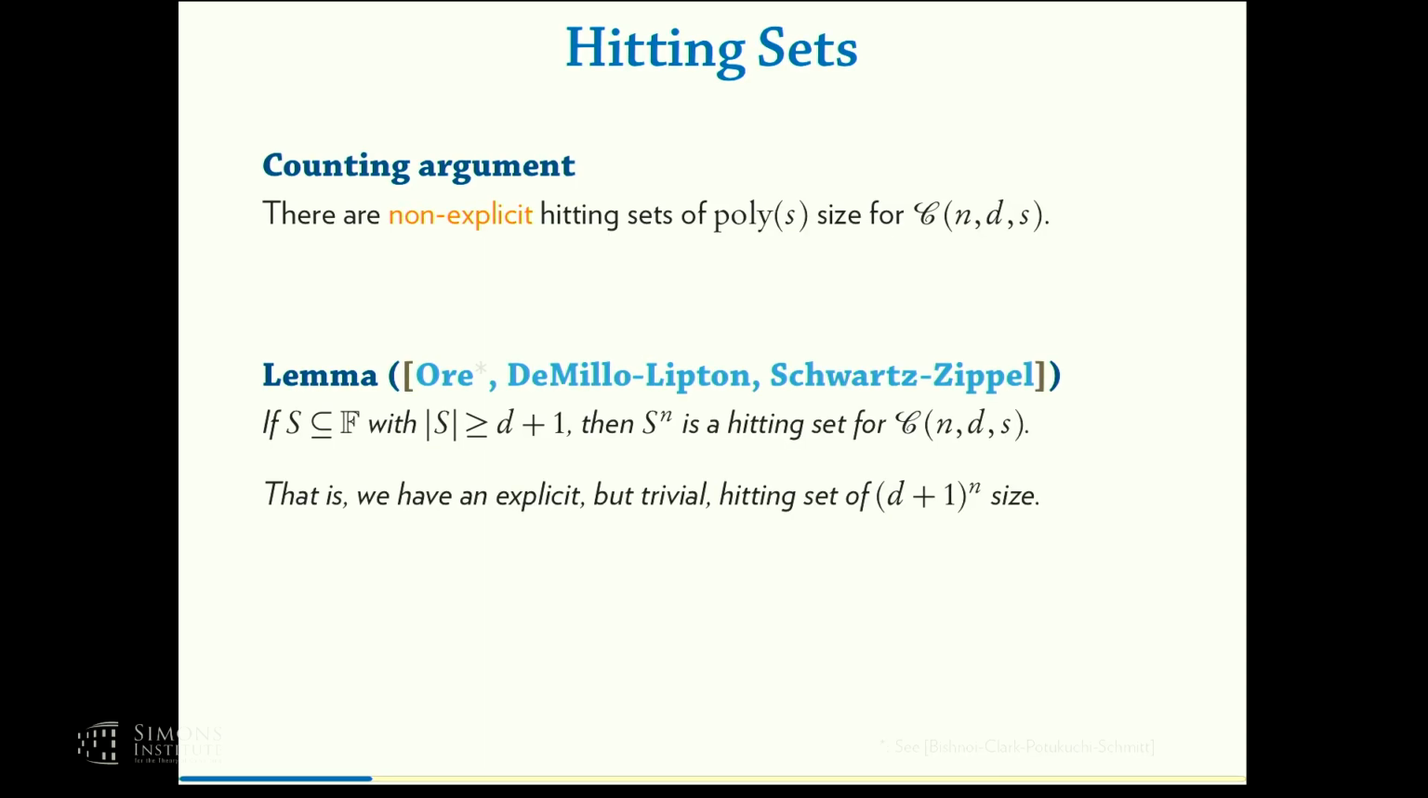And there is a trivial hitting set, but this is bad. It follows from the Ore-DeMillo-Lipton-Schwartz-Zippel lemma, which says that if you have a non-zero polynomial of degree d, then it will evaluate to a non-zero value on a grid of side length d plus 1. So if you just take a grid of side length d plus 1, then this is already going to be a hitting set for any degree d polynomial, irrespective of whether or not the size is at most s. This is completely independent of the size.